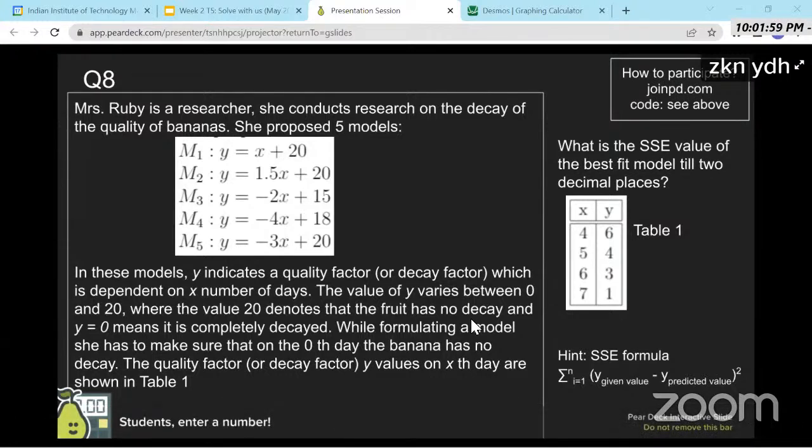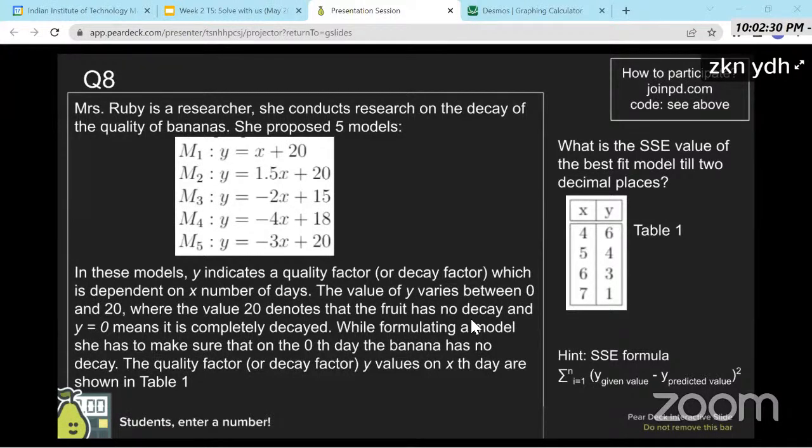While formulating a model, she has to make sure that on the 0th day the banana has no decay. That means when x is equal to 0, there is no decay in the banana. So when do you say there is no decay in the banana? When y is 20 or 0? 20. Okay, so she has to make sure that when x is 0, y is 20.